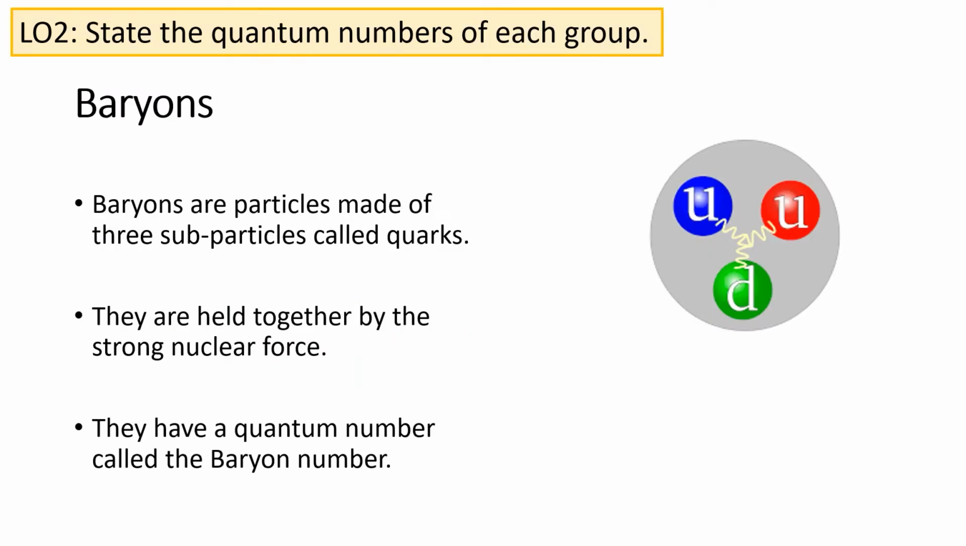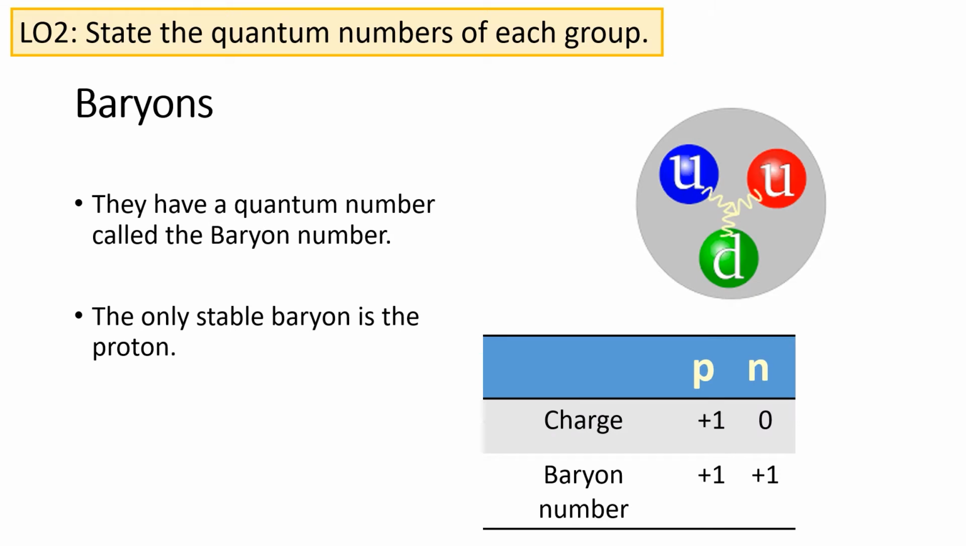Baryons are particles that are made up of three subparticles called quarks. These quarks are held together by the strong nuclear force. They have a special quantum number associated with them called the baryon number. The only stable baryon is the proton. Every other baryon will eventually decay into a proton.